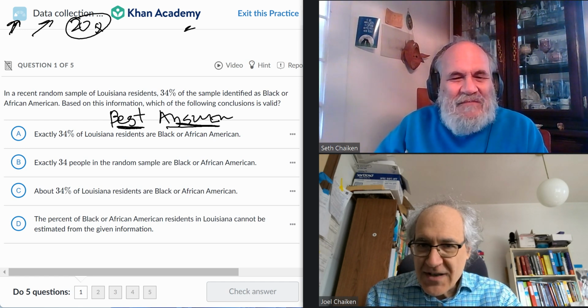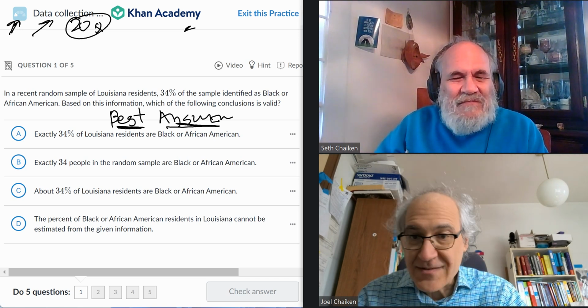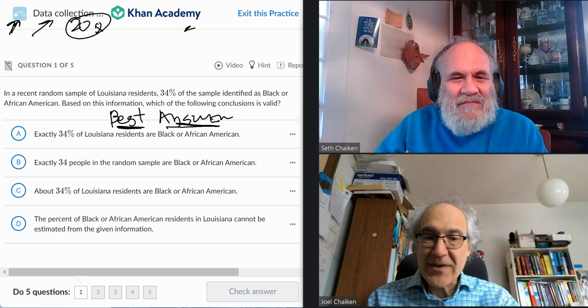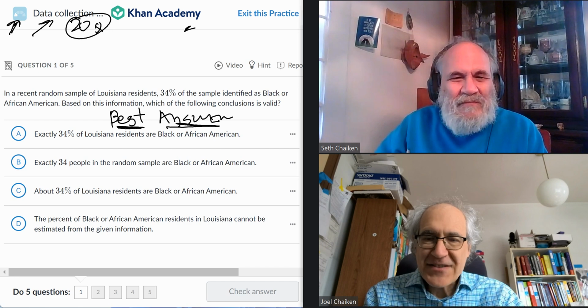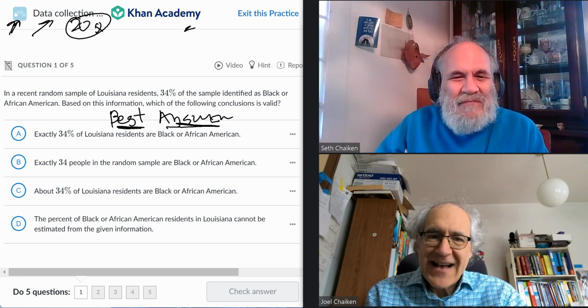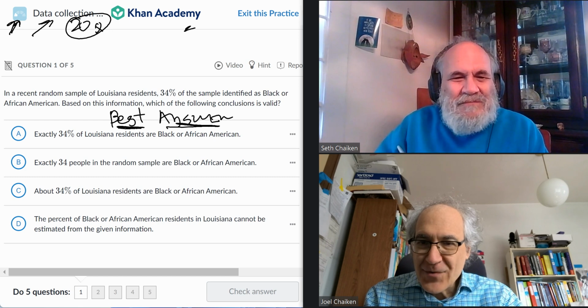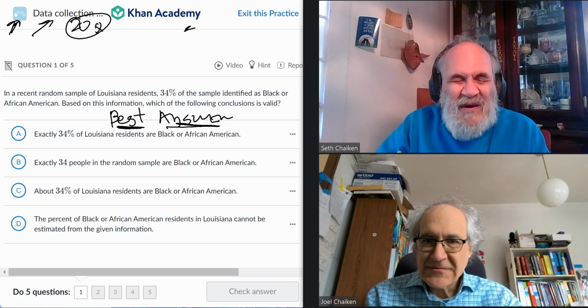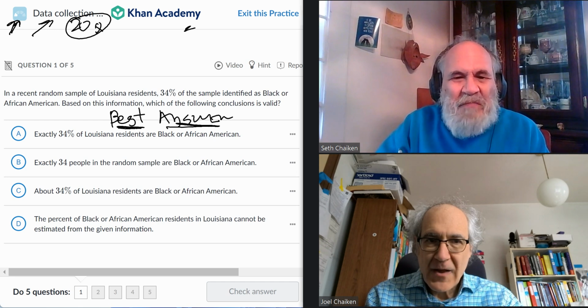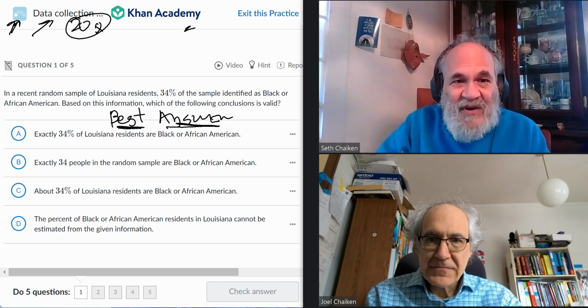Okay, so 34% of the sample. Oh, that's important, right? It's a sample. They didn't do every person. They did only a sample. Exactly 34 people? That can't possibly be right. But the question is not whether it's possible. It's not asking whether the situation is possible. It's asking whether the conclusion from the data is valid.